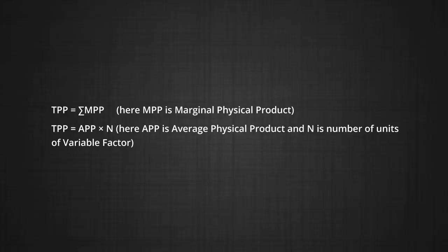Notice that the total physical product is the sum of all the marginal physical products of the preceding units of the variable factor employed. Notice also that the total physical product is the product of the average physical product and the number of units of the variable factor employed.